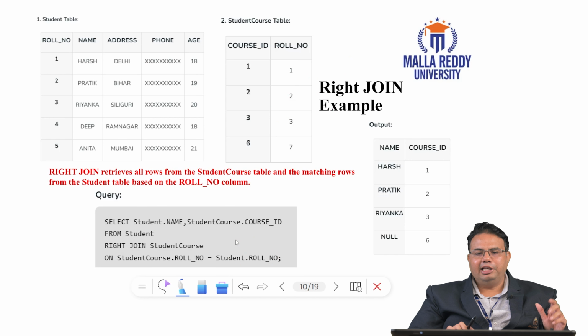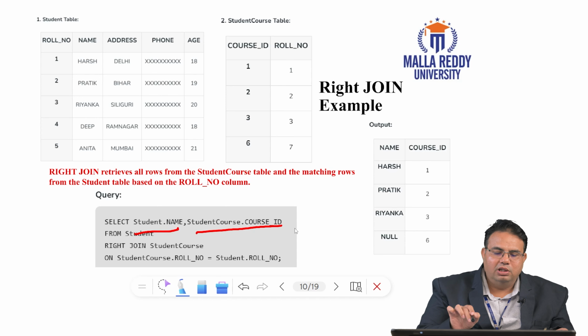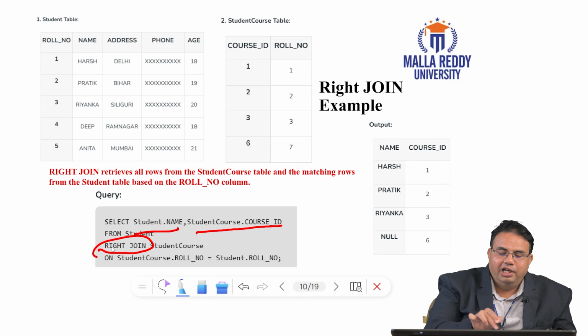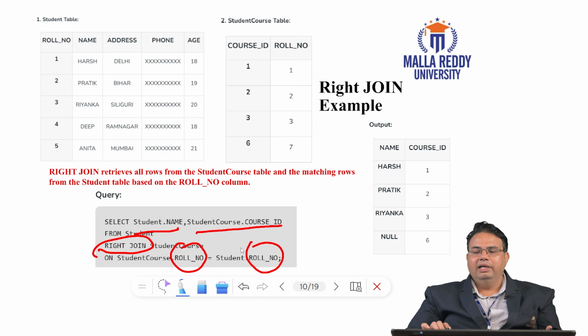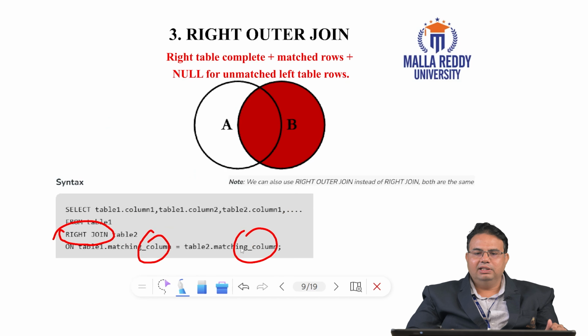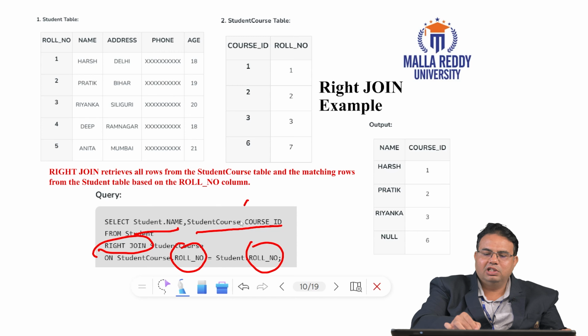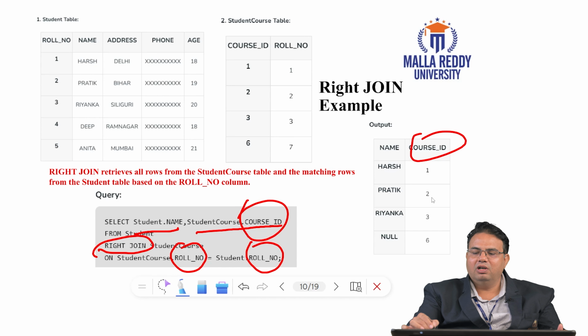Here is the same example, student table and student course table. Here the right table is student course and the left table is student. As per this query, student.name, student course.course ID, right join, and the matching column is roll number. Let us check: the right table is complete. What have you chosen? You have chosen course ID. You have got 1, 2, 3, 6.